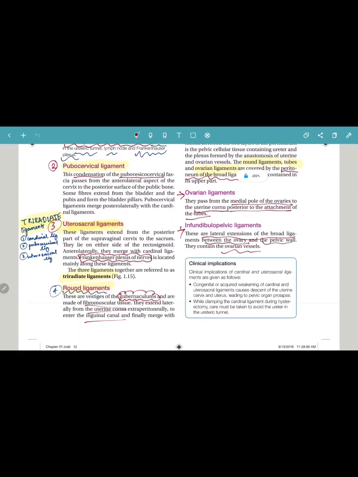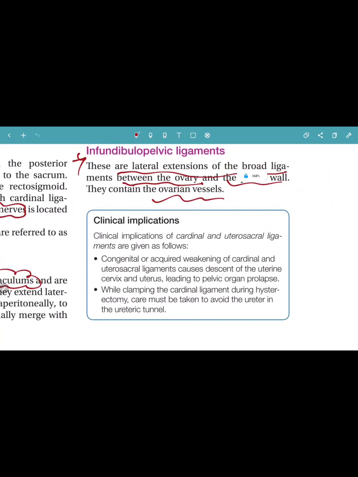So what are the clinical implications of both the cardinal and the uterosacral ligaments? First, congenital or acquired weakening of the cardinal and uterosacral ligaments causes descent of the uterine cervix as well as the uterus, leading to pelvic organ prolapse. If there is weakening of these ligaments, there is going to be descent of the uterus or the cervix, leading to pelvic organ prolapse.